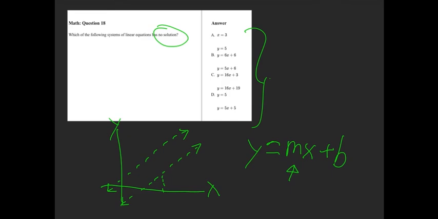Looking back at the answer choices, we immediately see that C has the same slope because m equals 16. Therefore, the answer is C.